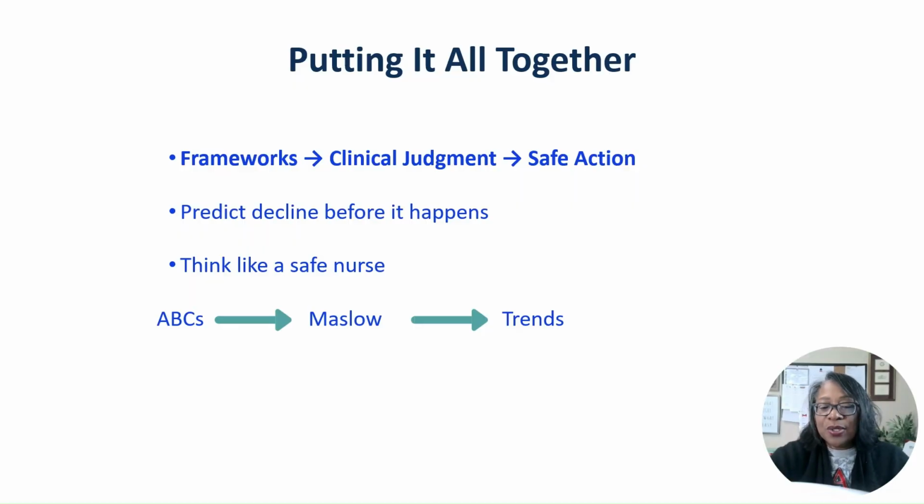So let's put this all together. Now that you have the safety frameworks, on NCLEX always look at ABCs, your Maslow's hierarchy, and your patient trends. These three rules guide every prioritization question. When you use them correctly, NCLEX stops feeling like guessing all the time. It starts feeling like logic. You're understanding why you're making the decisions that you're making.